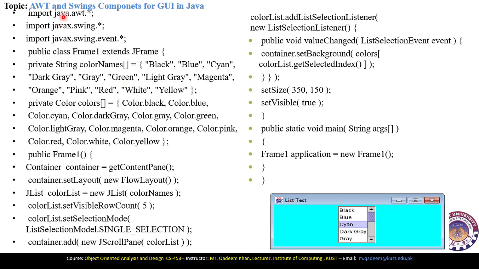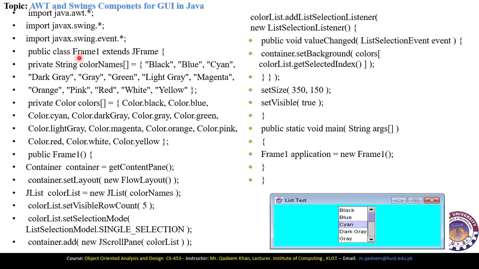First we have the packages: import java.awt.*, similarly import javax.swing.*, and import javax.swing.event.*. This package will provide you the JFrame and also the container object, and this package will provide all the components of the GUI, including JList here. And here is the swing.event package, which is responsible for creating the events.